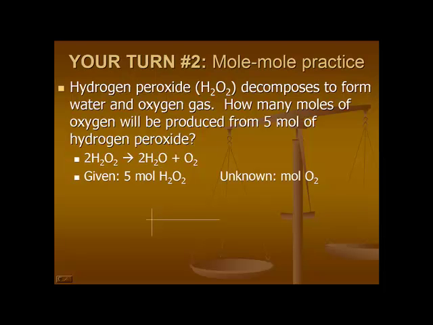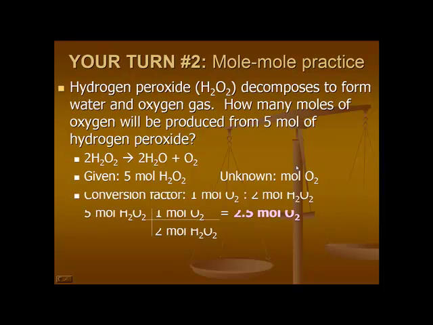Your given was the only number in the question. That was 5 moles of the hydrogen peroxide, so that's your starting place. The unknown is whatever the question was asking for. The question asked for how many moles of oxygen, so that becomes your unknown.